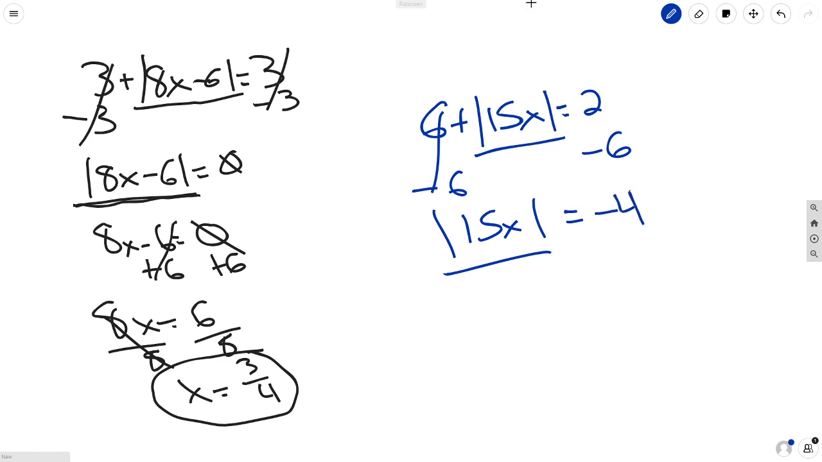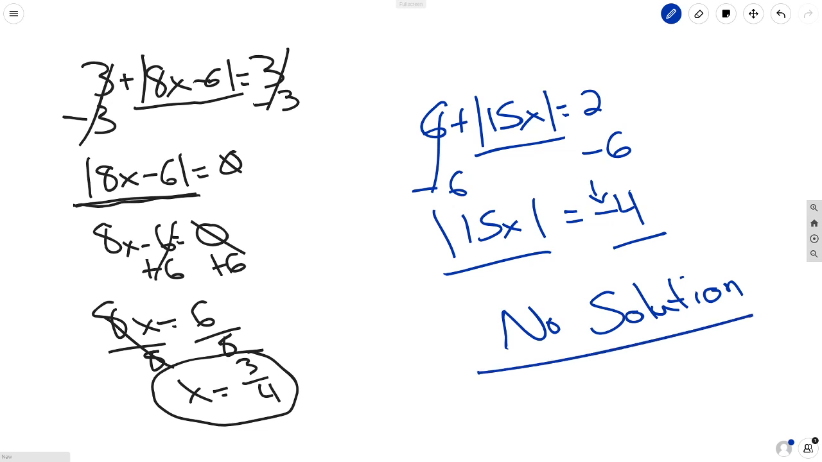So you remember we took the absolute value of a number and it becomes positive. So right here I have the absolute value of 15x equals negative 4. Whenever you have an absolute value equaling a negative number, there is no solution. There is nothing you can make x that you could take this absolute value of and make this a negative number. There is no solution when you have a negative number equals an absolute value. That is not something we can make happen.